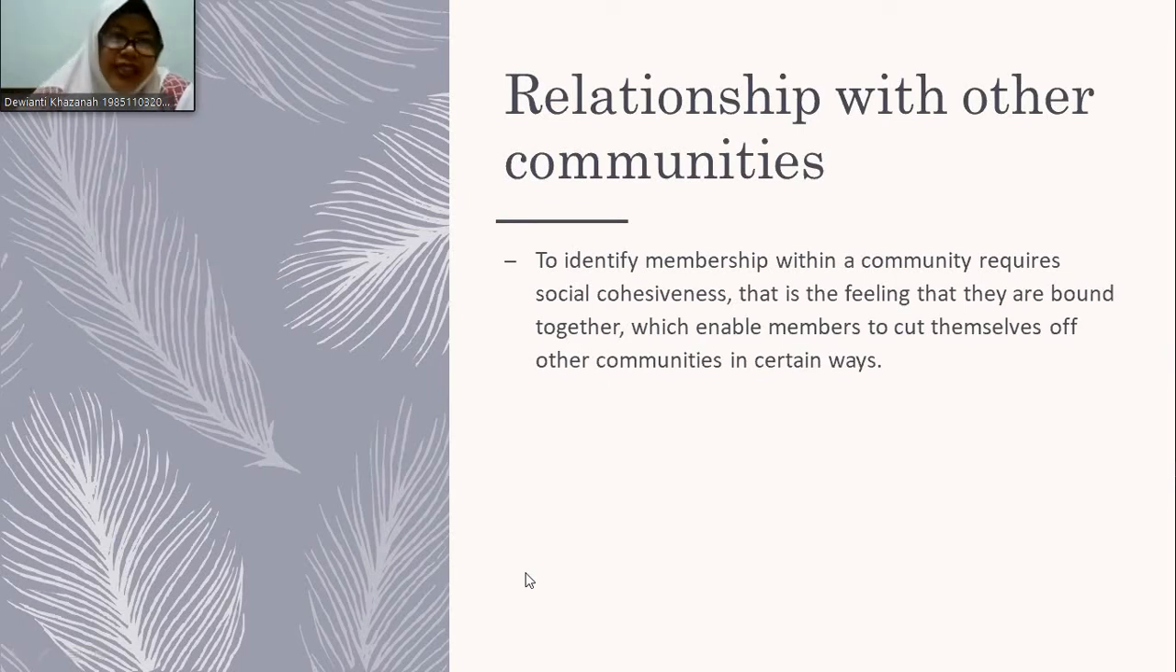That is the feeling that they are bound together, which enable members to cut themselves off other communities in certain ways. Jadi cara untuk tahu ini speech community masuk dalam member speech community atau bukan, itu adalah caranya dengan membandingkan dengan speech community yang lain. Maksudnya membandingkan adalah, I know I do not belong there. Seperti itu. Ya, kadang kita kesulitan untuk mendefinisikan what's our speech community, tetapi kita tidak kesulitan untuk memisahkan diri kita bahwa I do not belong to other speech communities. So by reflecting the relationship with other communities.